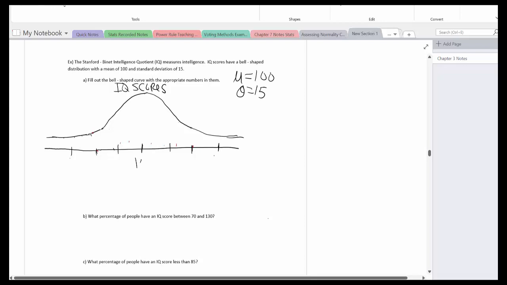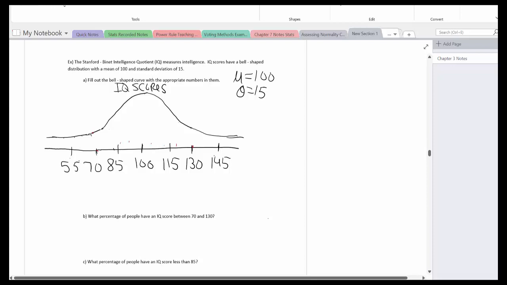So we know the mean is going to go in the middle. Now, with the standard deviation and going to the right of the mean, I'm going to add the standard deviation. So 100 plus 15 is 115. 115 plus 15 is 130. And 130 plus 15 is 145. To go from the mean to the left, I'm going to take the mean minus the standard deviation. So 100 minus 15 is 85. 85 minus 15 is 70, and 70 minus 15 is 55.